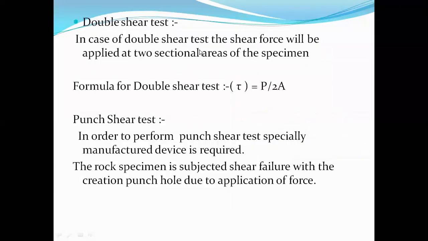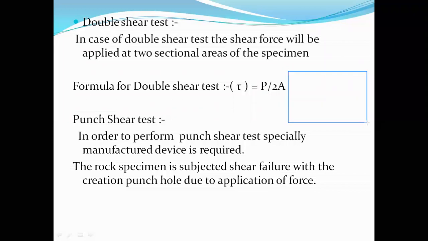In case of the double shear test, there is a separate device that we will be using. The rock specimen fails at two different locations. For example, let's say I have placed my specimen like this inside this. Now I'm applying a force, and I'm just trying to draw it.